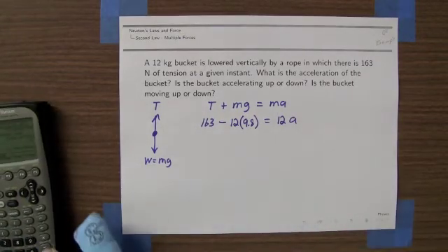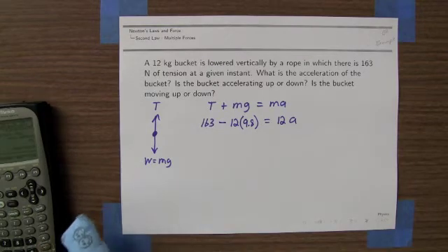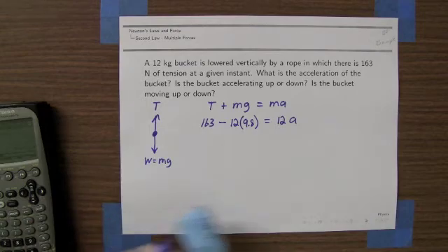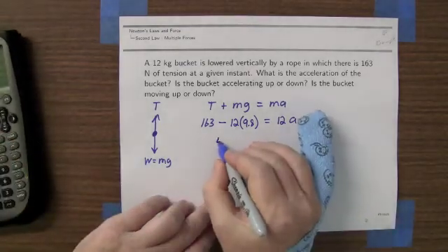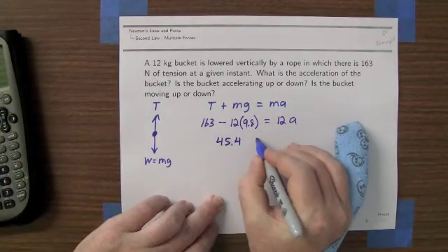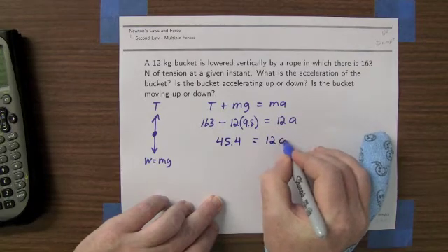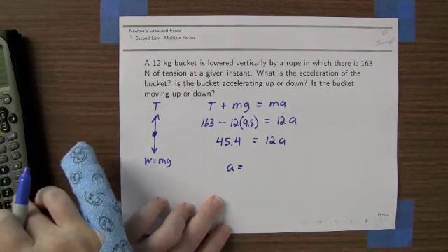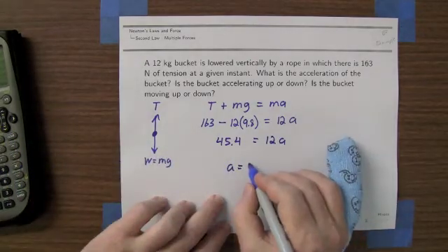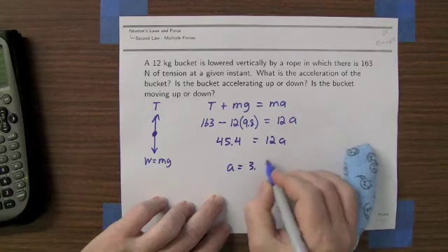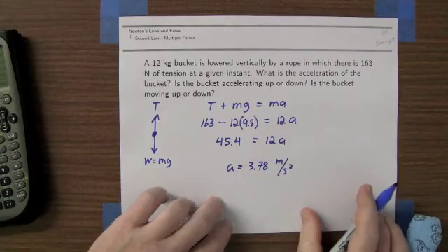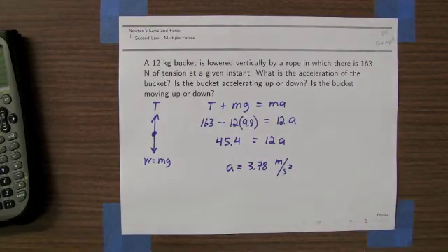So simplifying the left-hand side, 45.4 equals 12a, so a is 3.78, and that is meters per second squared. Alright, so that takes care of the first part of the problem.